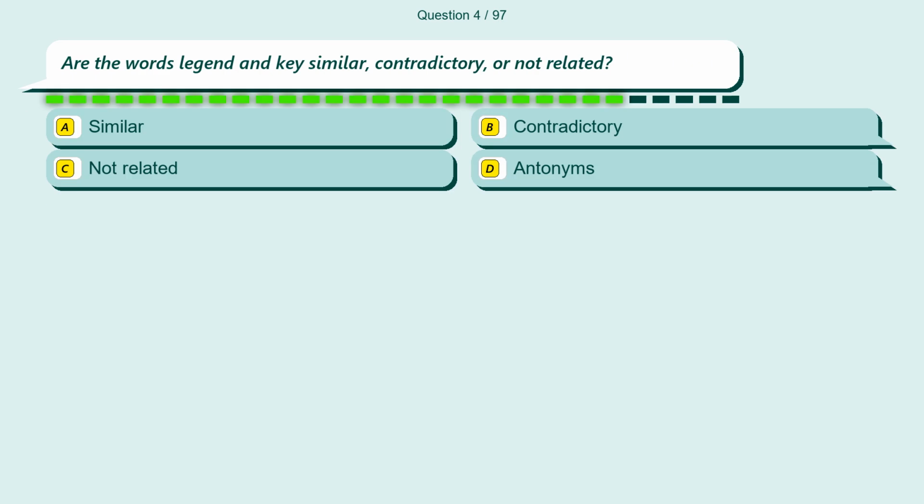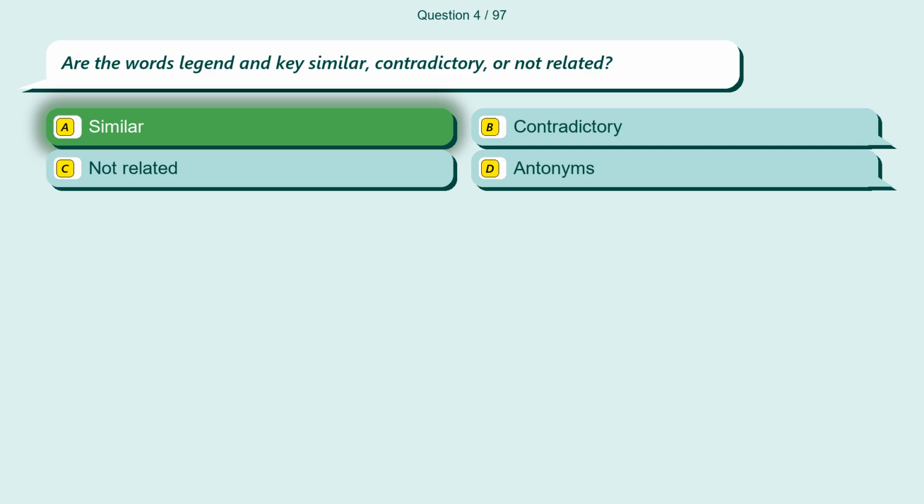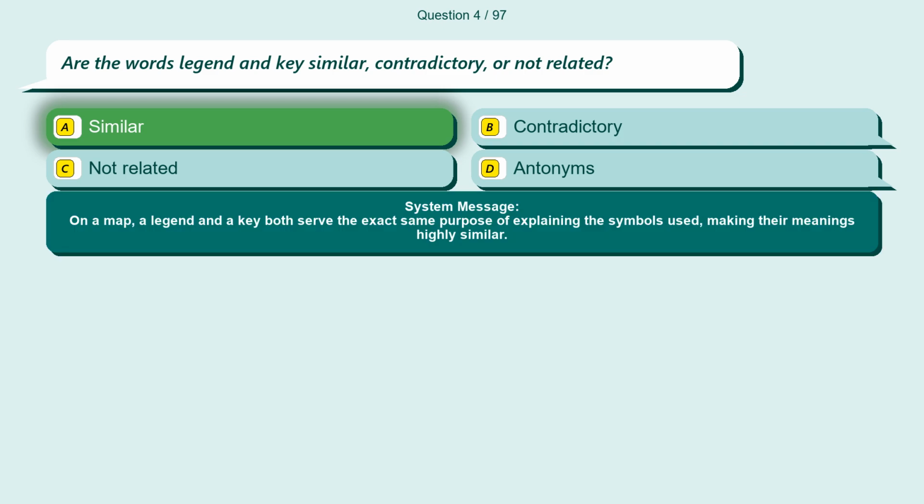Question 4. Are the words legend and key similar, contradictory, or not related? Option A, similar. Option B, contradictory. Option C, not related. Option D, antonyms. The correct answer is option A, similar. On a map, a legend and a key both serve the exact same purpose of explaining the symbols used, making their meanings highly similar.